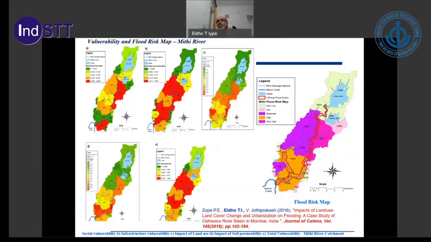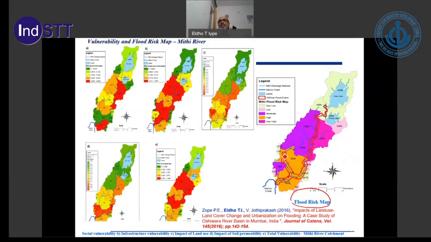So then using this flood hazard map, we can identify the vulnerability. So we will be preparing vulnerability maps. These are various social vulnerability, infrastructure vulnerability, land use vulnerability. So various vulnerability maps and the flood hazard map can be combined, and then we can generate the so-called flood risk map. So this shows very high risk. This is called a flood risk map.